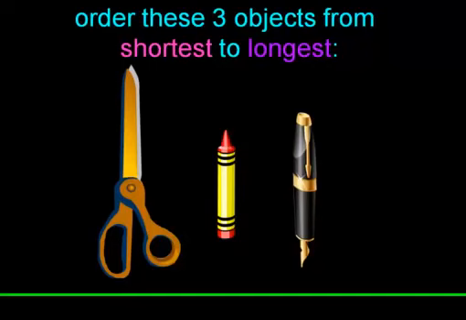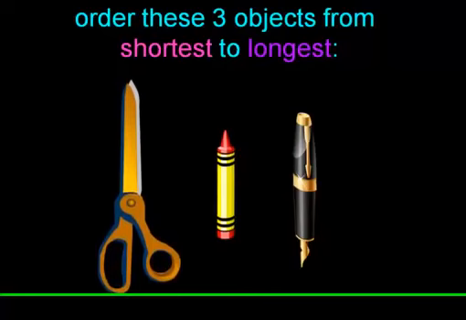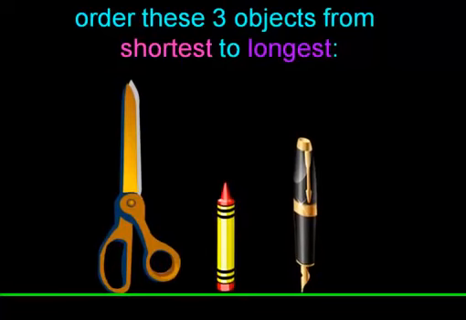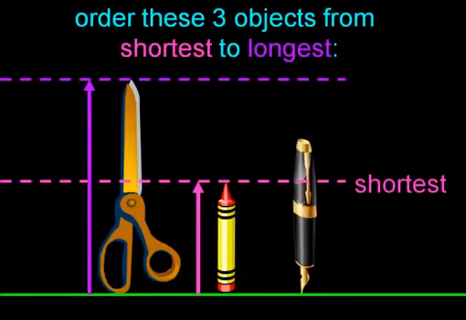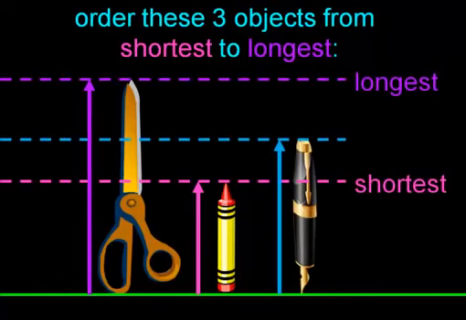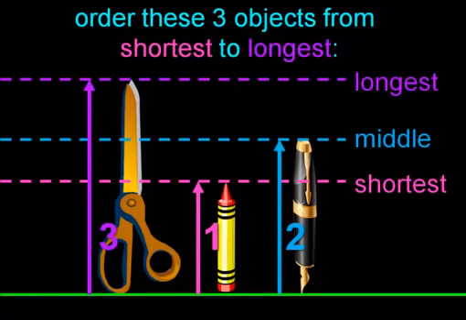Now we'll want to mark somewhere that will allow us to line the objects up along one side. So lining up the scissors, crayon, and pen along this line, we can see that the crayon is the shortest of the three objects. The scissors are the longest, and the pen is in between the length of the crayon and the length of the scissors. So the order of these objects will go crayon number 1, pen number 2, and scissors number 3.